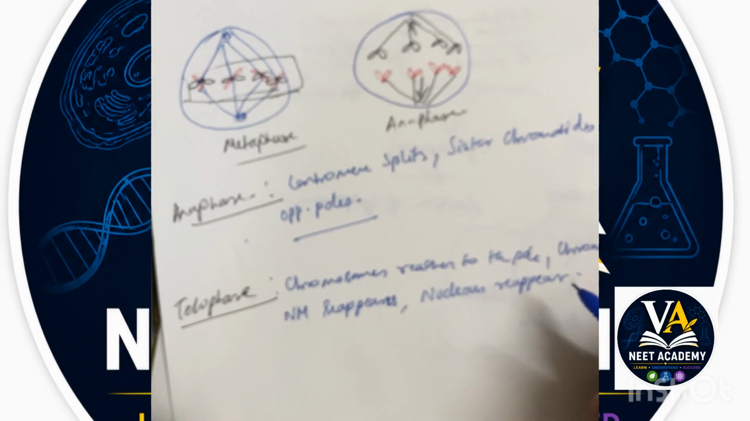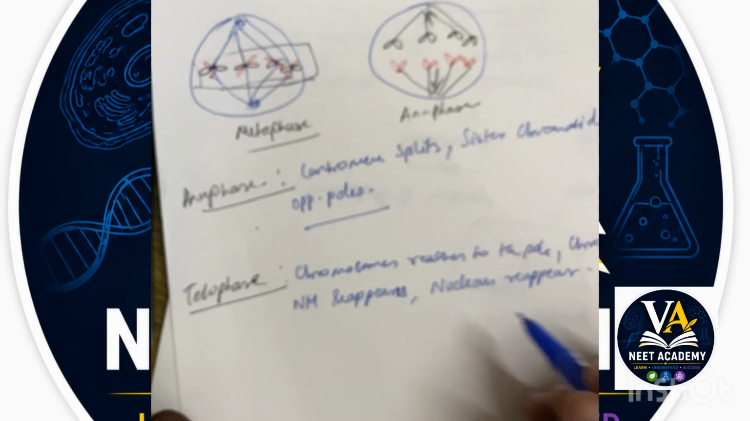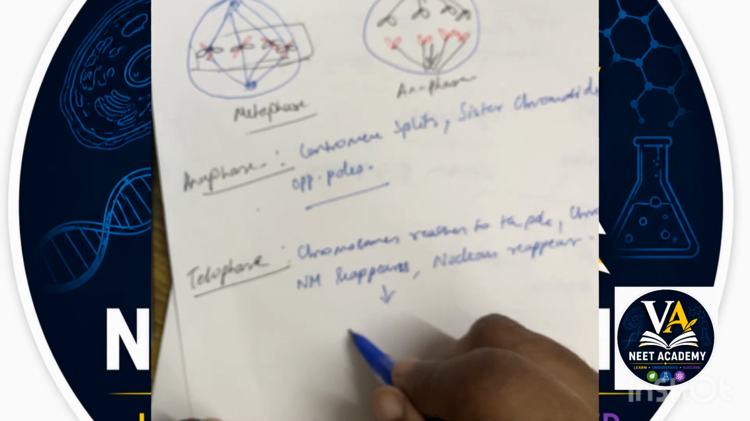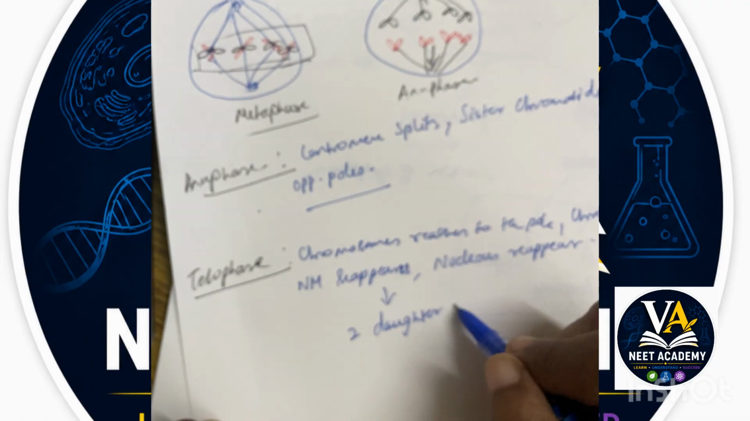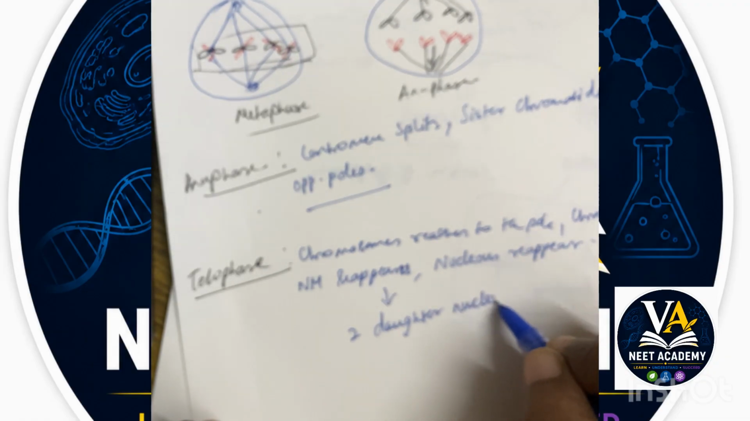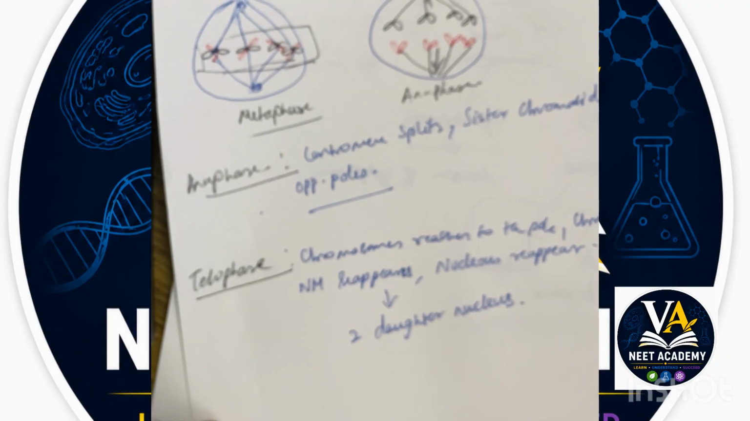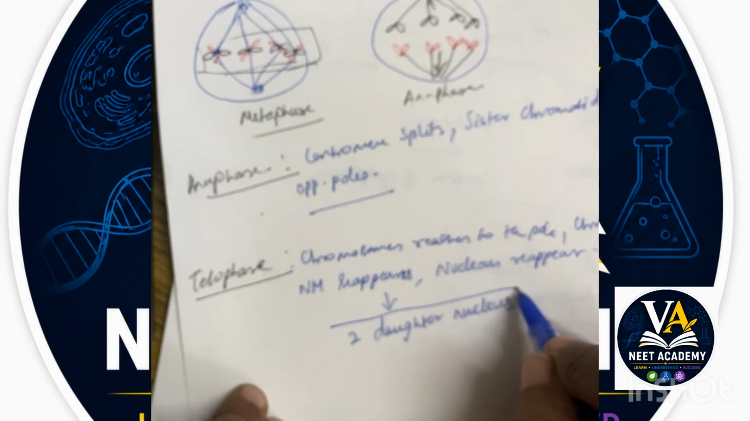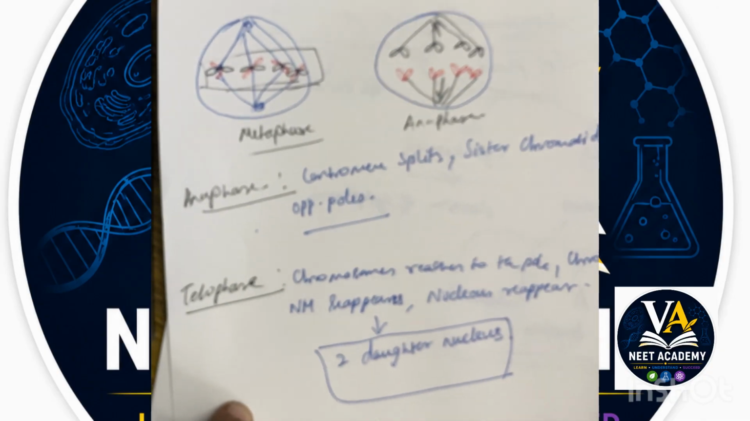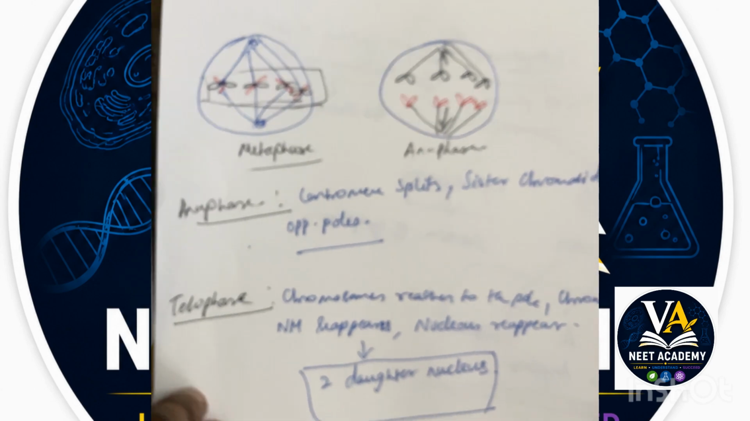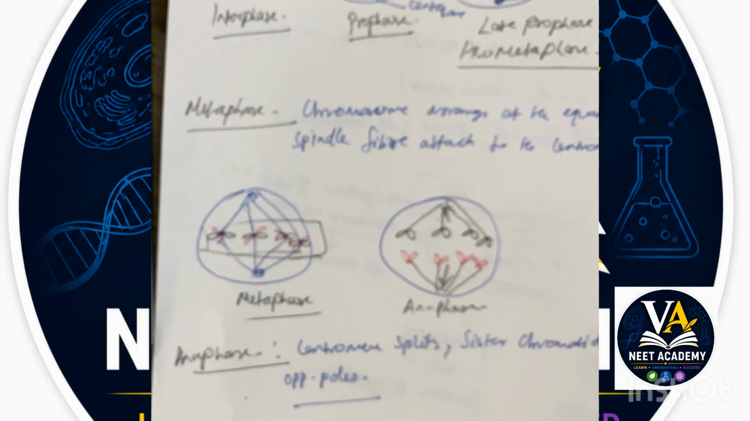Okay, nucleolus will reappear, right? So what is the end result? End result is the formation of two daughter nuclei. So this is the end result of a telophase. Two daughter nuclei are formed.